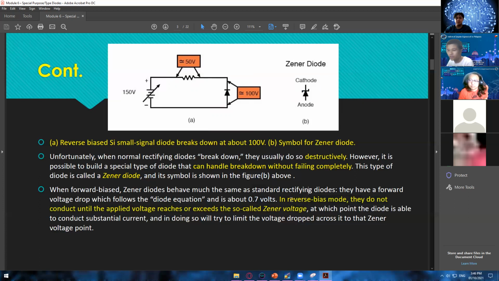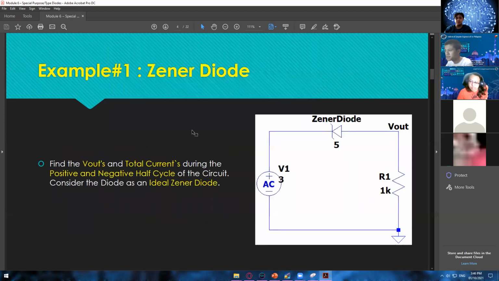So once you reach a certain voltage, or reaches or exceeds, either of those two, we call that one now a Zener voltage. Okay, once it was able to reach that peak of voltage. Okay, so let's have an example for you guys to appreciate what this Zener diode is all about.